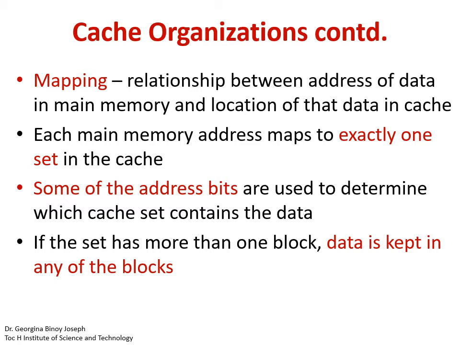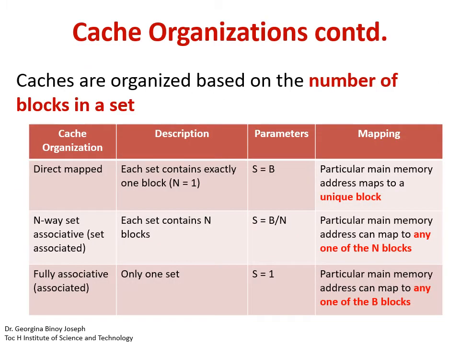The mapping is to exactly one set. But inside a set, if there is more than one block, the data can be kept in any of the blocks. So based on the number of blocks in the set, caches are organized into three kinds. What is the basis for the organization? The number of blocks in a set. The three kinds are direct map, n-way set associative, or fully associative. These are the three different cache organizations.